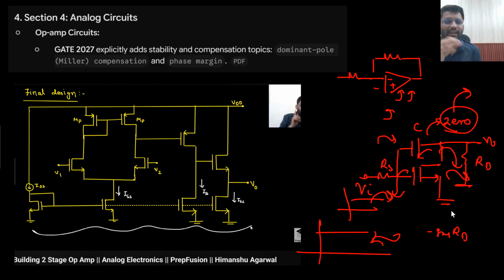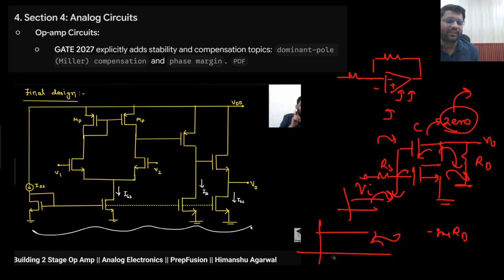Have we studied all this analysis? Absolutely yes. Completely, we have studied all these analyses in our videos. When we talked about Miller's theorem, I told you that Miller's theorem has some constraints as well, that when you can apply the Miller's theorem. And this is the meaning of dominant pole Miller compensation. We have completely studied it.